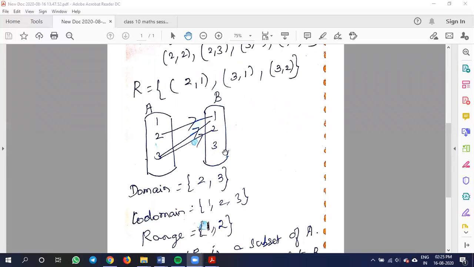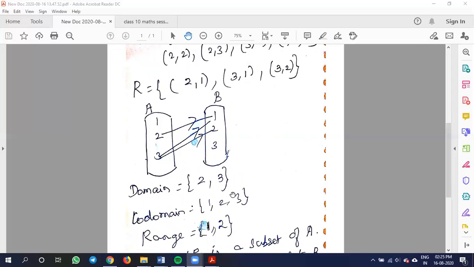So for finding the domain and the range, you have to see the relation. The first component of the relation is called the domain, {2, 3}. And the second component of the relation is called the range, {1, 2}. Can you follow? So domain is the first component of the relation and range is the second component of the relation.